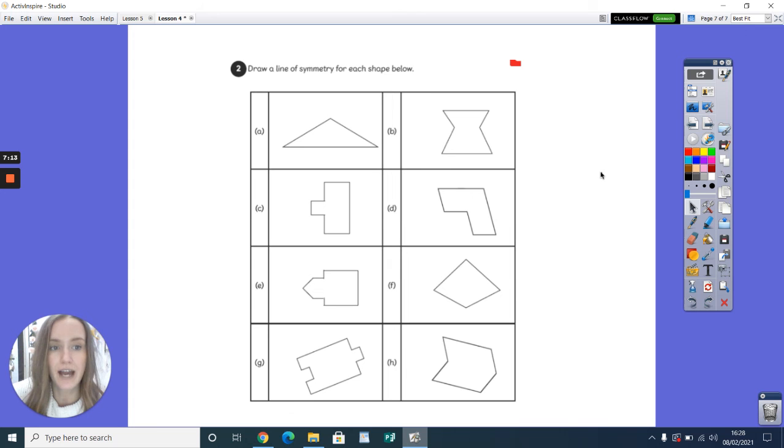Okay? When you've done that, send photos. And like I've just said as well, try drawing your own symmetrical shapes. Go on a hunt in your house and see if you can find any objects that are symmetrical.